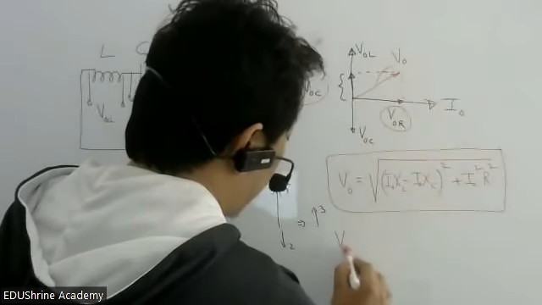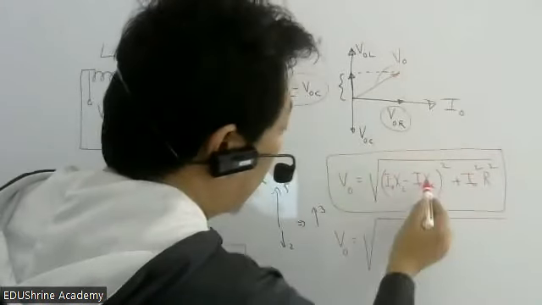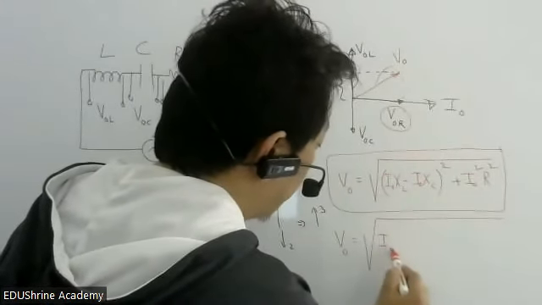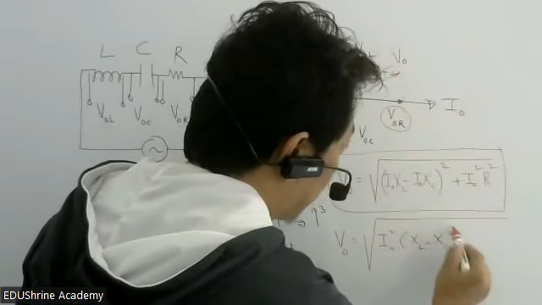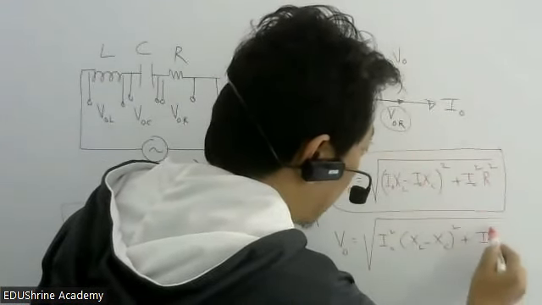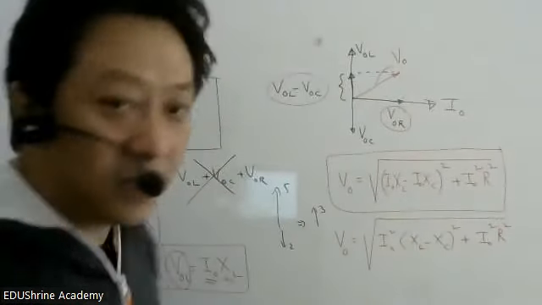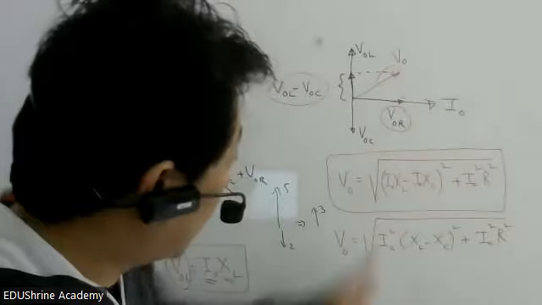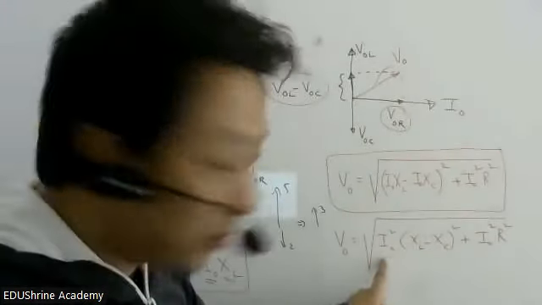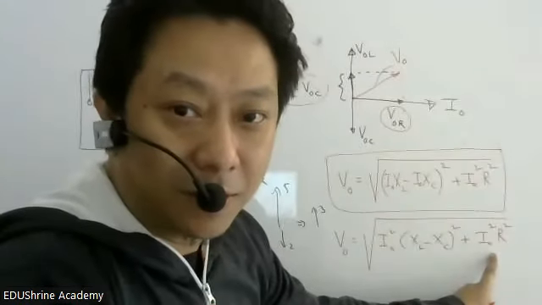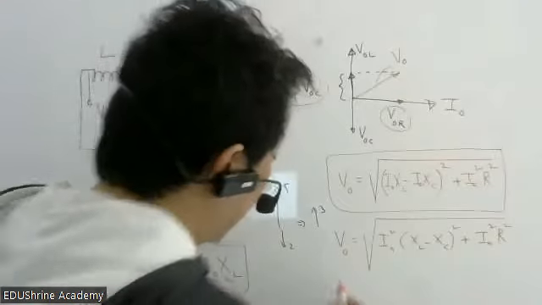So from here, if you look carefully, I0 is common. If you square it, it will become I0 square into (XL minus XC) whole square plus I0 square R square. Is everything clear till here, Darshan? I have just taken I0 common. Now here you can see I0 square is common, so I can take it further common, and then the square root of I0 square will give me what?